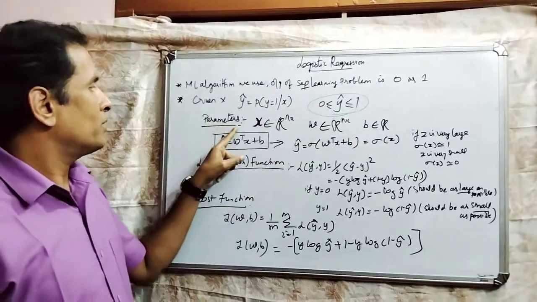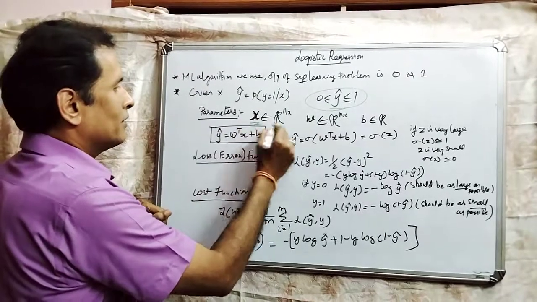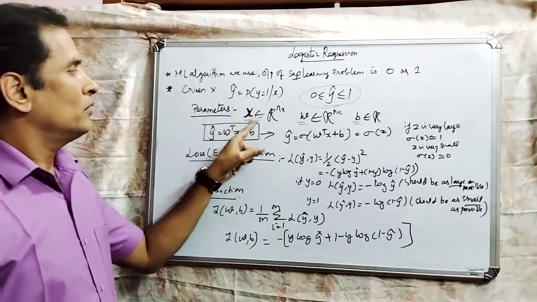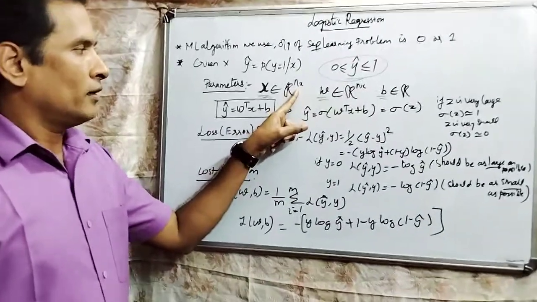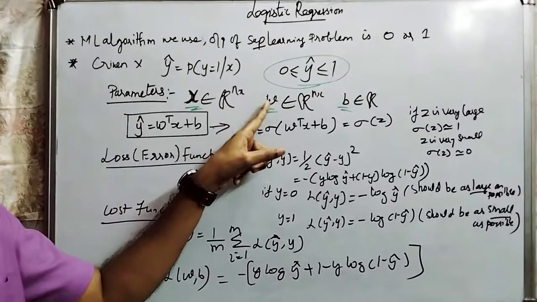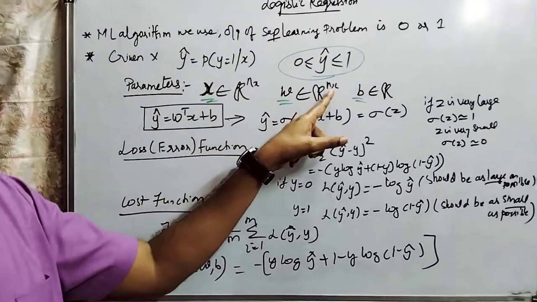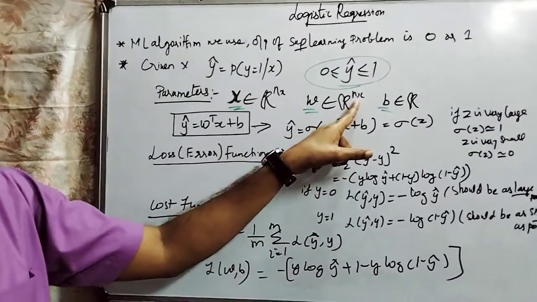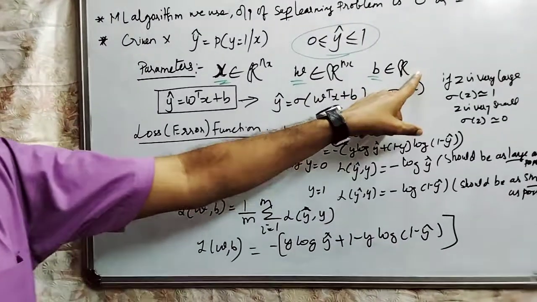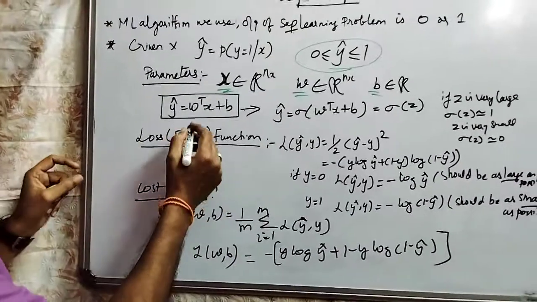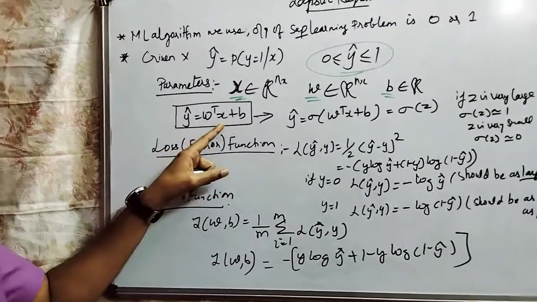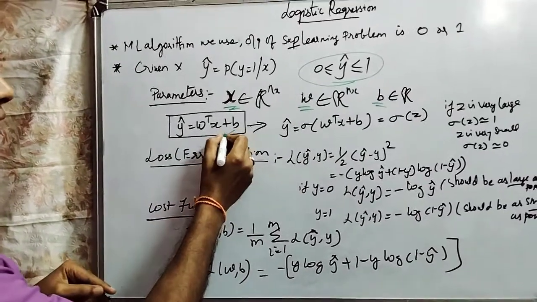The various parameters that we use are x, w and b, where x is the input, which is an nx-dimensional vector, w is also an nx-dimensional vector, and bias b is a real number. Here the logistic regression expression will be y hat is equal to w transpose x plus b. So it is a simple expression.